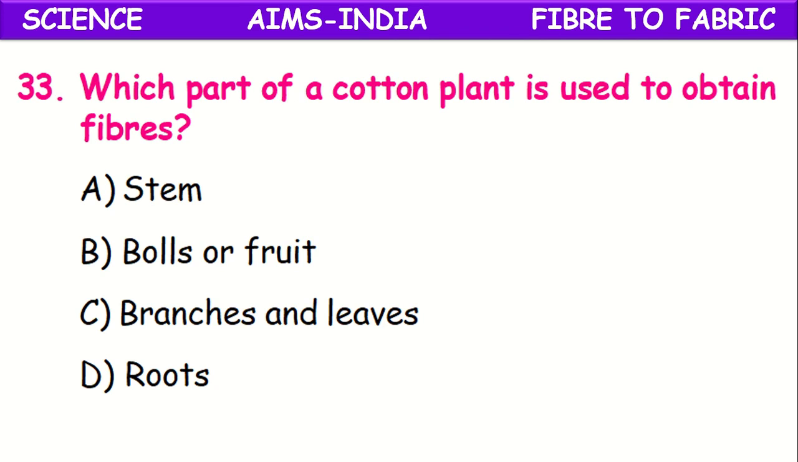Next, which part of a cotton plant is used to obtain fibers? From where is it obtained? From the fruit or balls, cotton balls. Cotton fiber is obtained. Okay, cotton balls or cotton fruits yield cotton fiber.